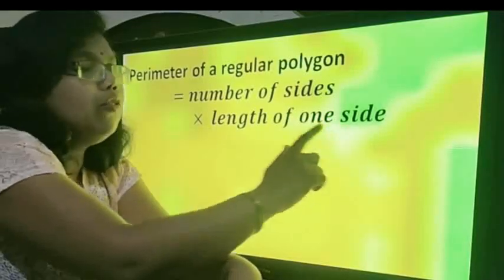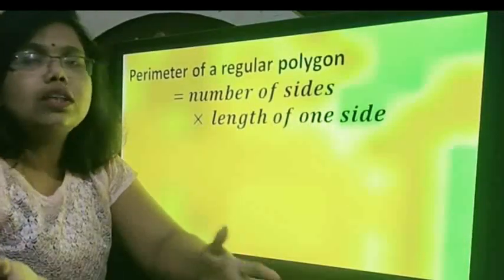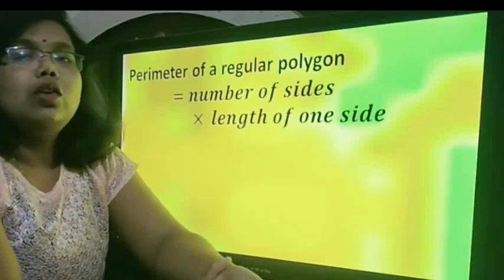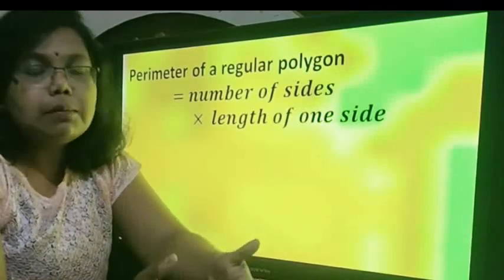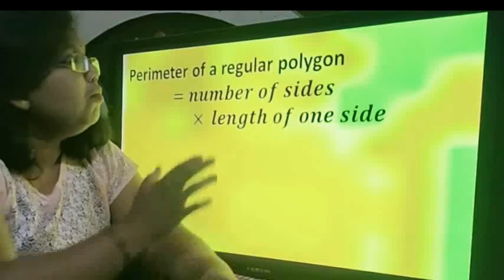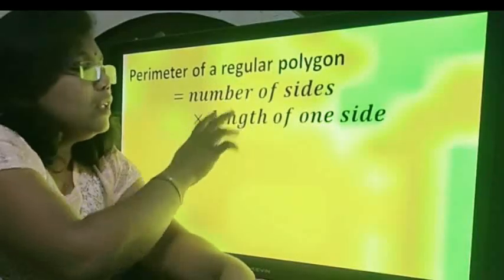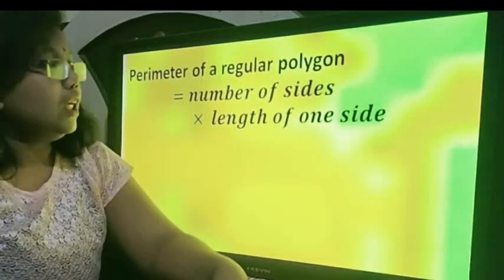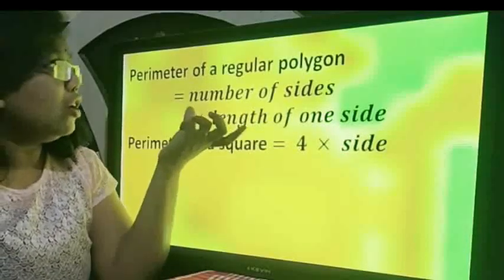So here, this length of one side, why only one side? Because all the sides are equal. So there is absolutely no need for you to measure each and every side separately and add it up. Here, because it's a regular polygon, number of sides multiplied by length of one side. So that is the perimeter of a regular polygon.